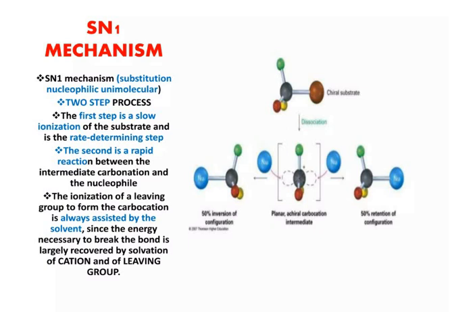Now the SN1 mechanism: substitution nucleophilic unimolecular. This is a two-step process. The first step is a slow ionization of the substrate and is the rate-determining step. The second is a rapid combination between the intermediate carbocation and the nucleophile. The ionization of a leaving group to form the carbocation is always assisted by the solvent, since the energy necessary to break the bond is largely recovered by solvation of the cation and the leaving group.